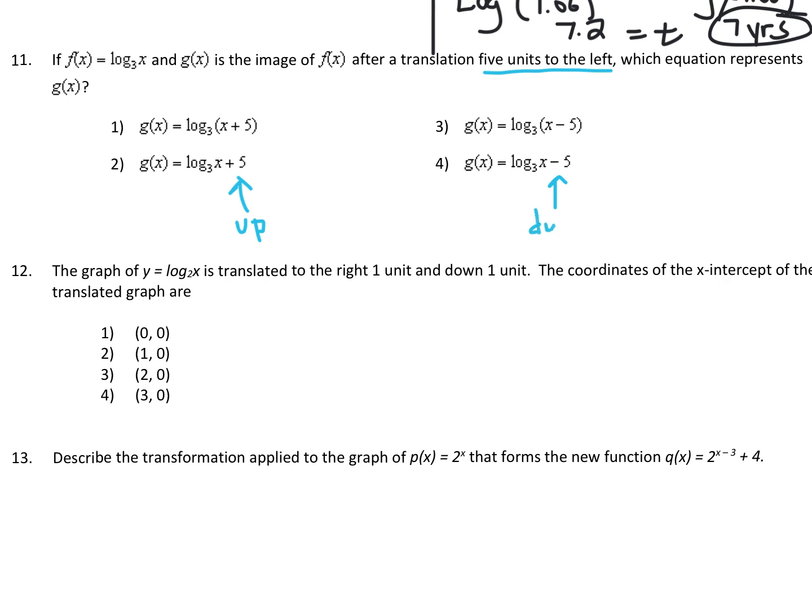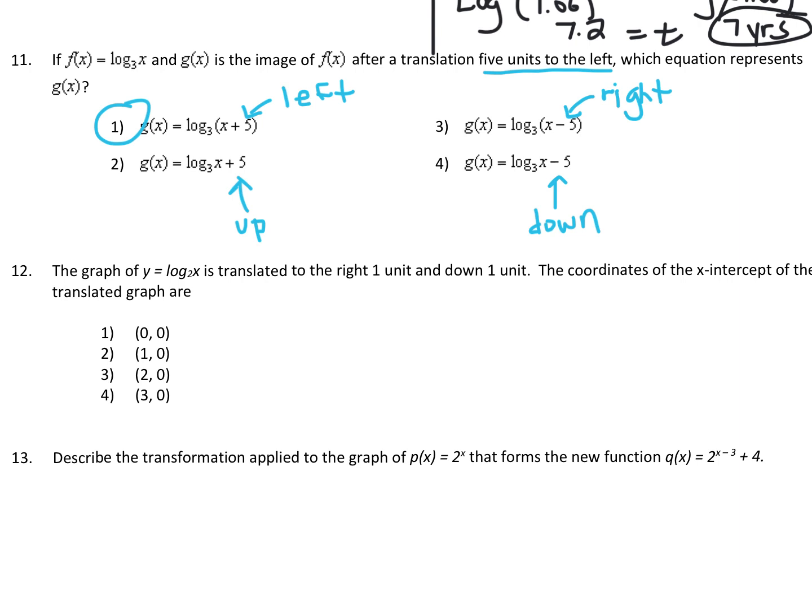Whereas if you subtract the number from the end of a function, it's going to move it down 5 units. Now, we know if we add or subtract the number within the function, right, within these parentheses here, it's going to move it left or right. And it's actually the opposite of what you would think. So if you add a number within the function, it's going to move it to the left. Whereas if you subtract a number like this within the function, it moves it to the right. So since we wanted to know which one would move it to the left 5 units, choice 1 is our answer.